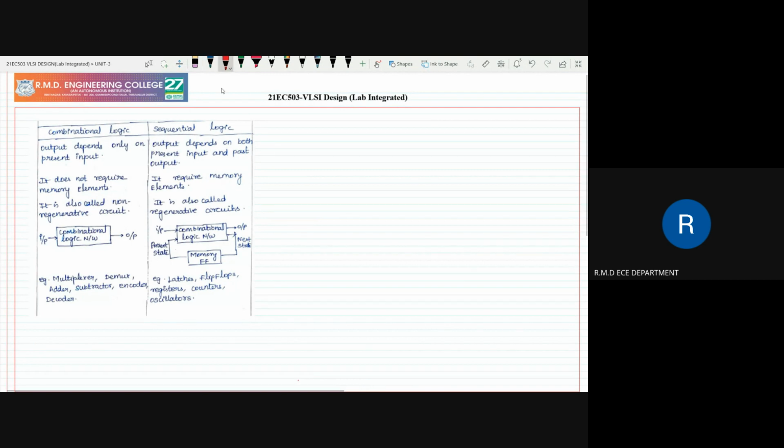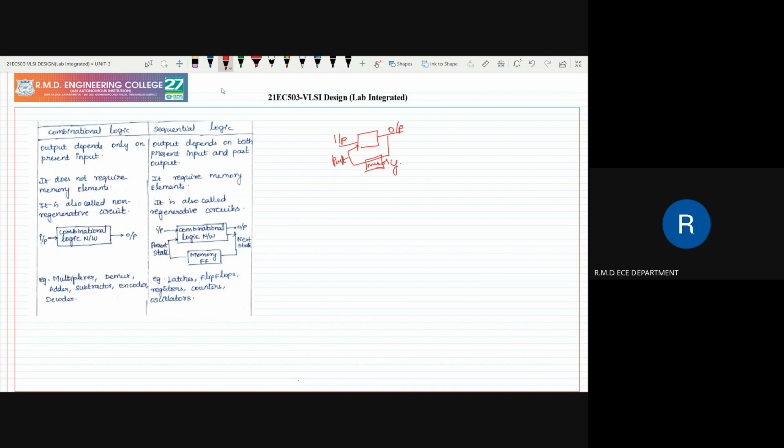So in a sequential logic circuit, you know that the output depends not only on the present input, but also on one more concept called memory. So it will recall your past inputs. Whatever output was produced last will become the present input, so that it is considered as a past input. So it has to recall, so it requires memory elements.